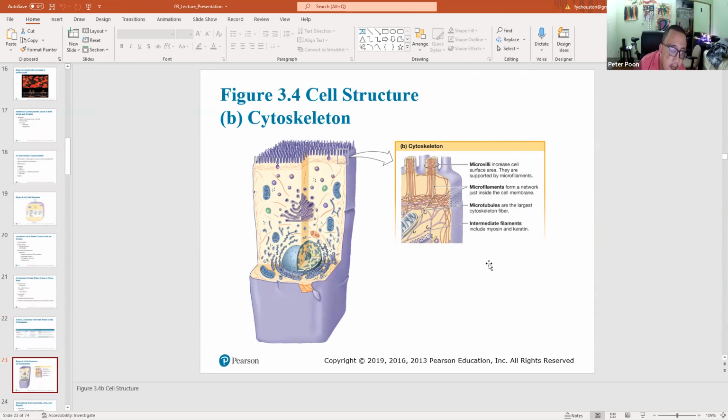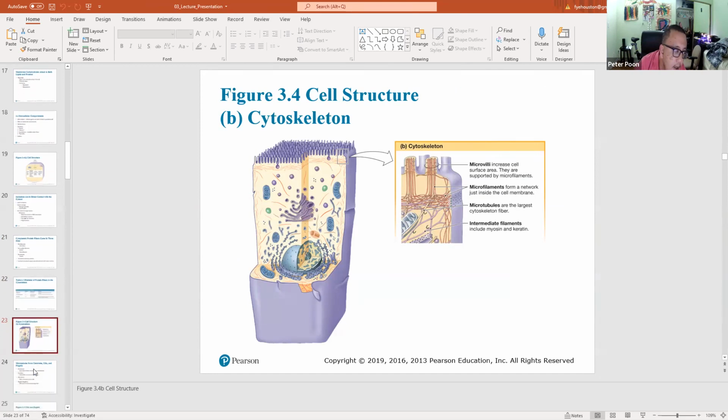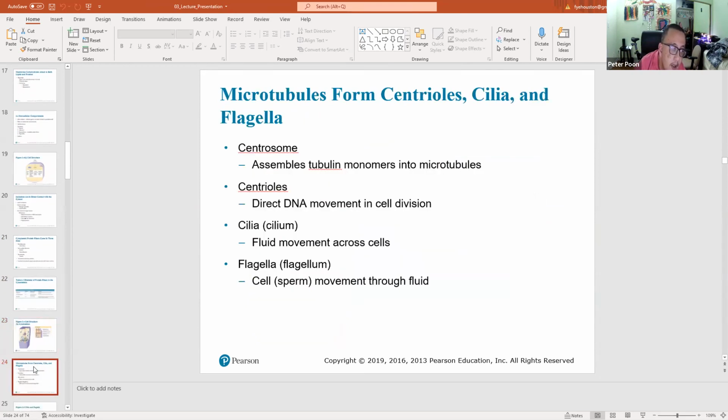You can read all these yourselves. There's not much to this. Microtubules form centrioles, cilia, and flagella. Again, this is a slide that you should probably already know from anatomy and stuff like that.